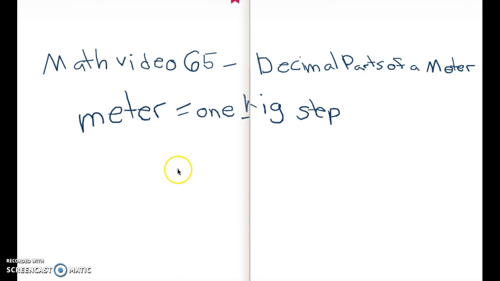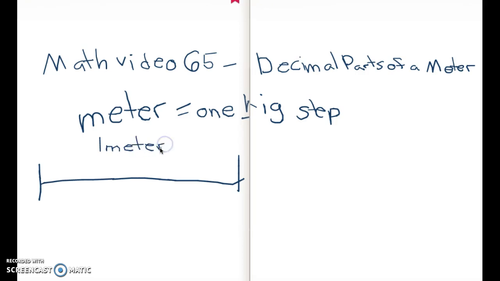Also, meters can be divided into tenths, hundredths, and thousandths. So if this, check out the picture, is a meter, there's a few names we can have for that. So go ahead and copy this down. 1 meter is the same as 10 decimeters. Remember, deci is 10, which is the same as 100 centimeters.